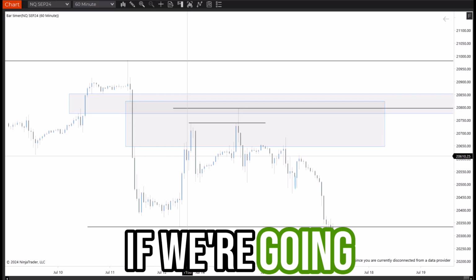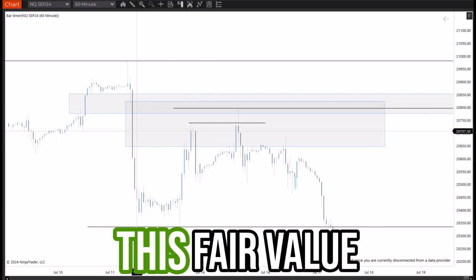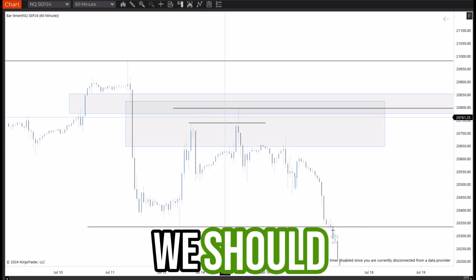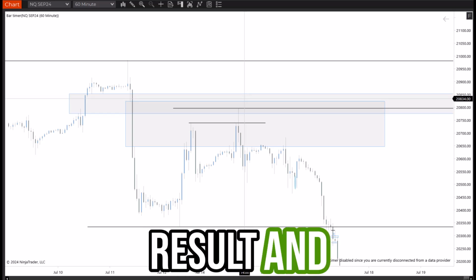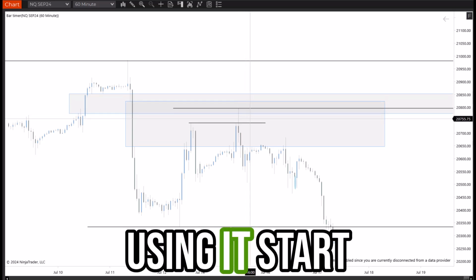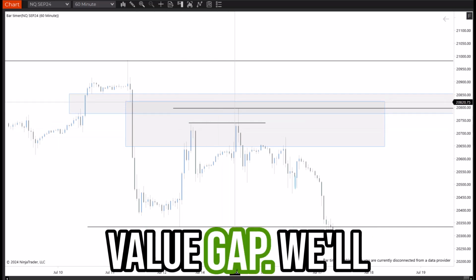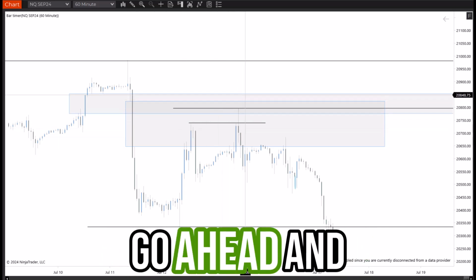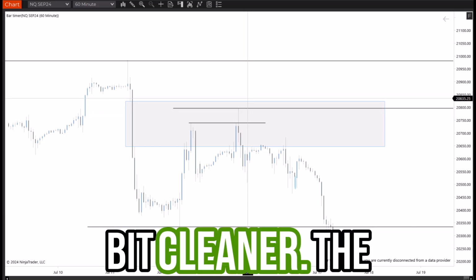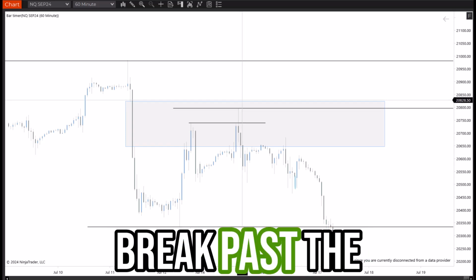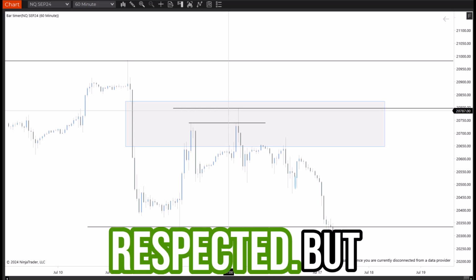Typically, if we are going to go for longs, this fair value gap right here should be disrespected. We should break past it with some solid resolve and start using it as support. We see that the market couldn't even get past the top of this fair value gap. We'll go ahead and delete this one right here so it looks a little bit cleaner. The market is unable to break past the top of this fair value gap, and it is being completely respected.